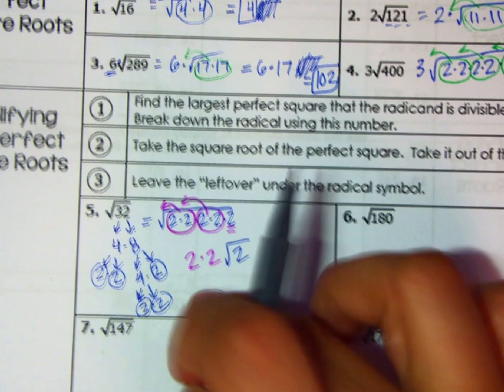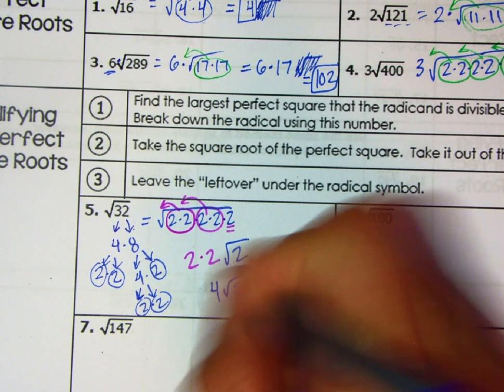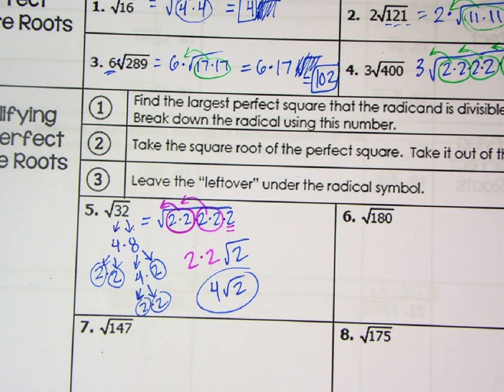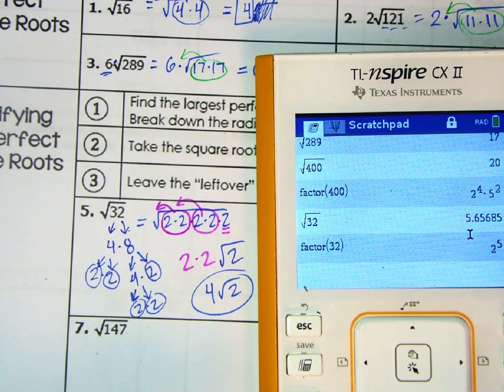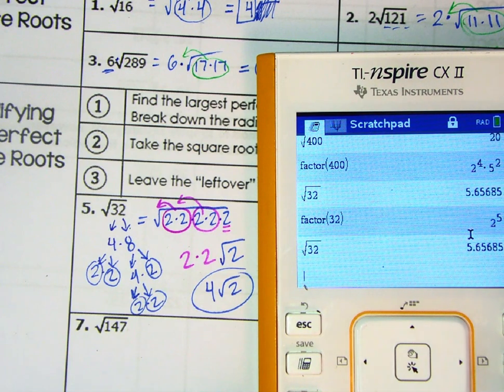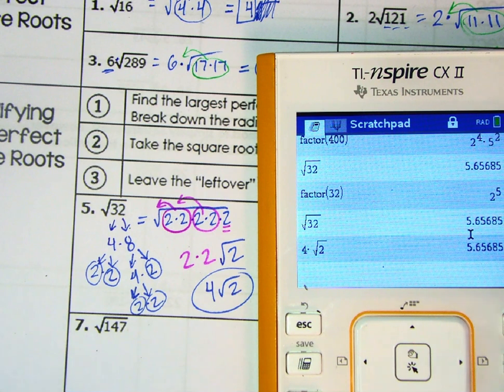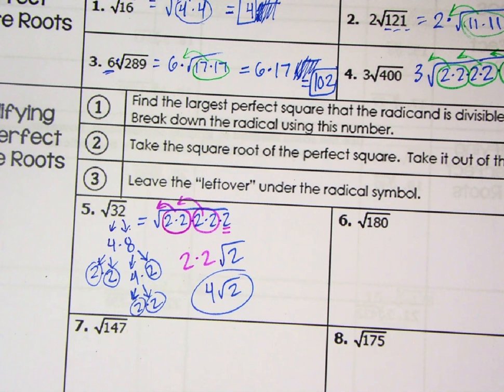Then you multiply 2 times 2, which is 4. And then you put the square root of 2 next to it. And that's your answer. That's the simplified radical expression for square root of 32. If you're not sure that you did it correctly, you can always type the radical expression they give you and then the radical expression you found as an answer. And notice that the answers are the same next to each other.